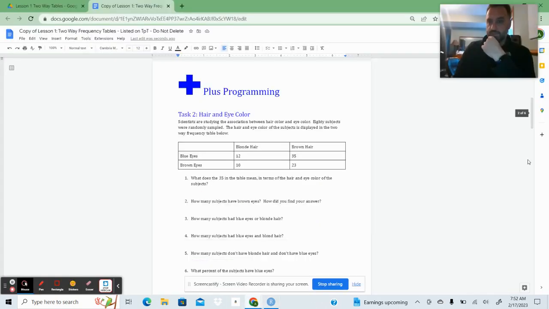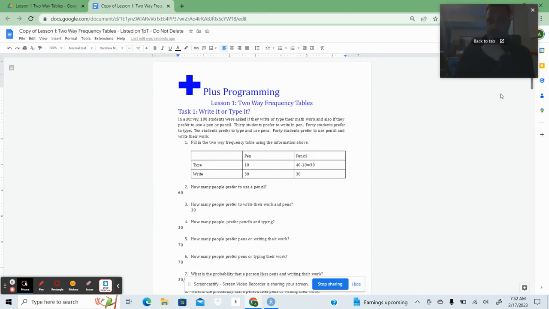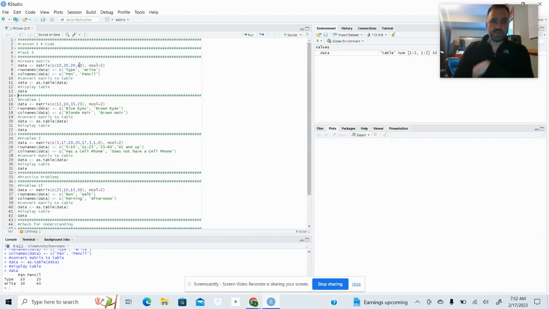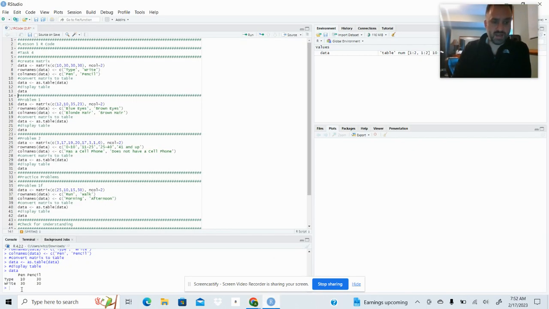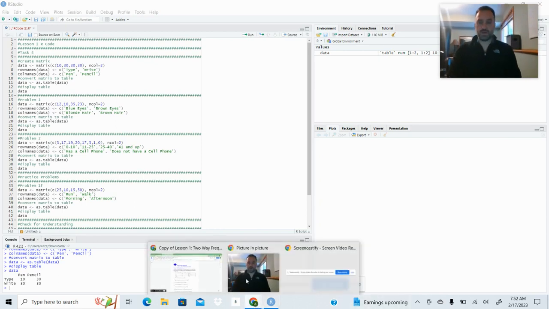And if you look here, I needed 10, 30, 30, and 30. So what I need to do is go back here. It was 10, 30, then I have 30 and 30. So I just go back, change the code, and then double check to make sure it says what I want. So I have type, write, pen, and pencil, and then 10, 30, 30, and 30. So going back, I have 10, 30, 30, 30. Okay, perfect. So now what we're going to do is move on to problem one.